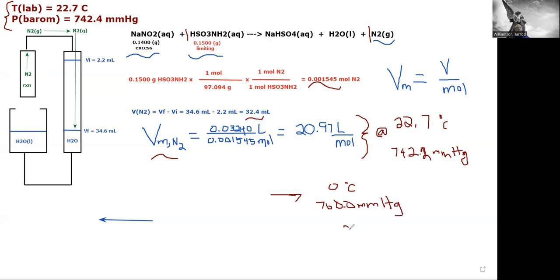And these conditions are STP, standard temperature and pressure. So in part 2, we're going to take this 20.97 liters per mole and figure out how to adjust it and find out what the molar volume would be at 0 degrees Celsius and 760 millimeters of mercury. Okay? Anyway, we'll go over that in part 2.